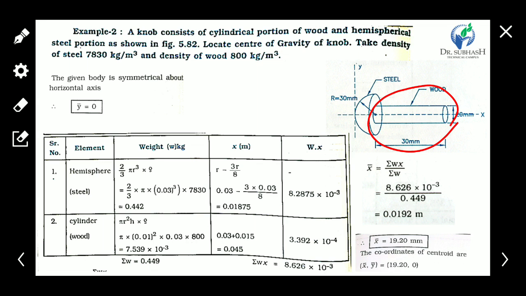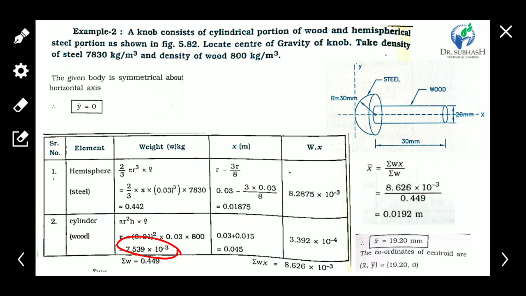And now the cylindrical object, the equation of which is pi r square h. We know that the volume of a cylinder is found with the help of pi r square h. So h is given as 30 mm and r is half of 20, which is 10 mm; 10 mm is converted into meter, it's 0.01, and the height of 30 mm is converted into meter, 0.03. Now we have the density of wood given as 800, with 0.03 height and 0.01 radius, so the cylinder mass is 7.53 into 10 raised to minus 3.